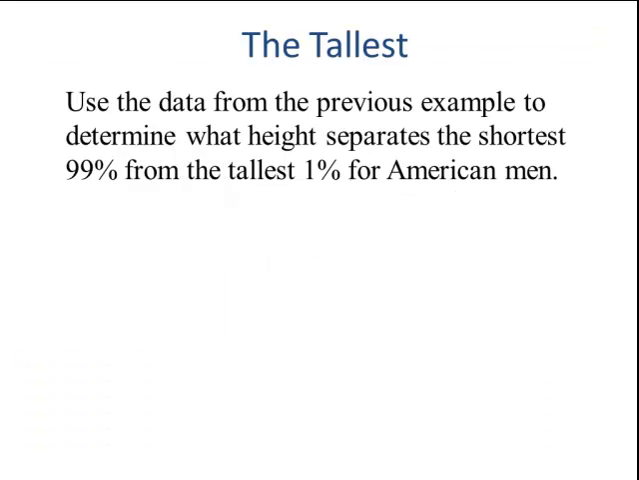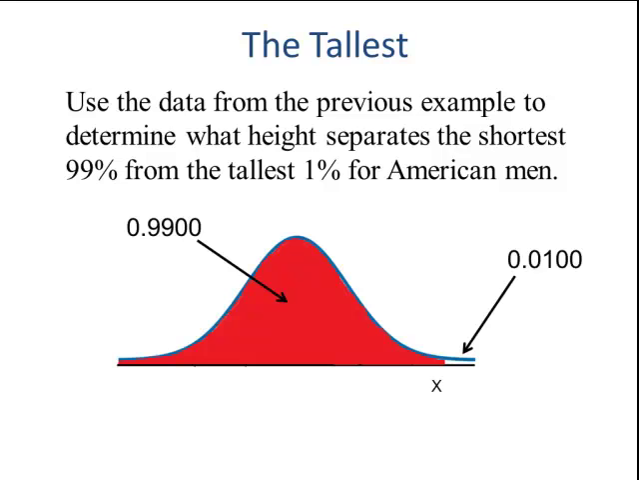Using the data from the previous example, determine what height separates the shortest 99% from the tallest 1% for American men. If we draw a picture, what we want to find is the value, the height, where the area to the left is 99% or 0.9900. So we're going to look in table 5 for the closest thing to this value.